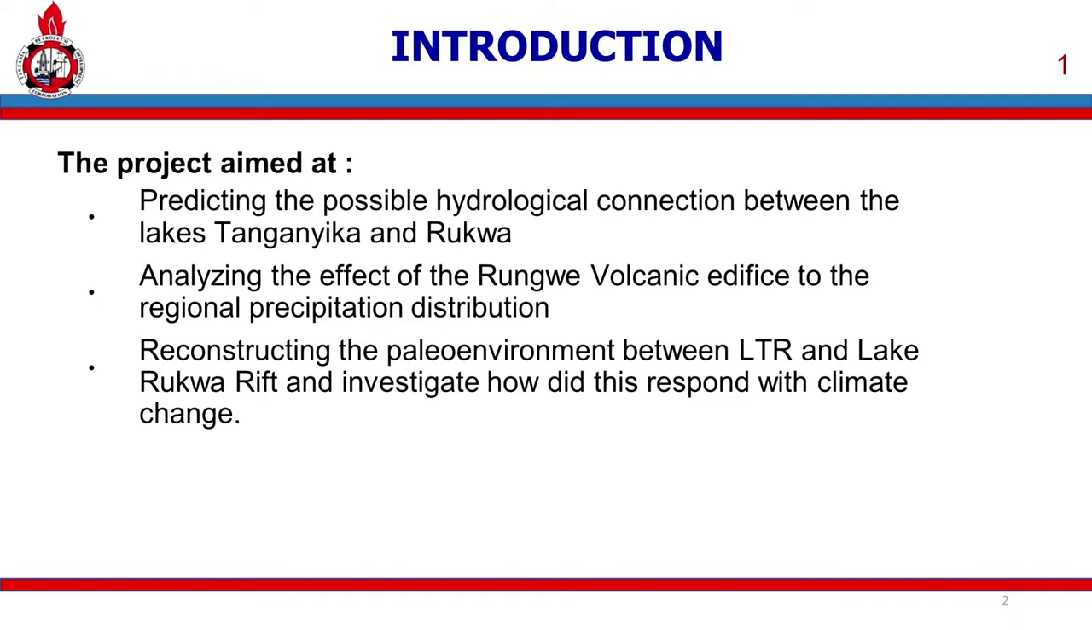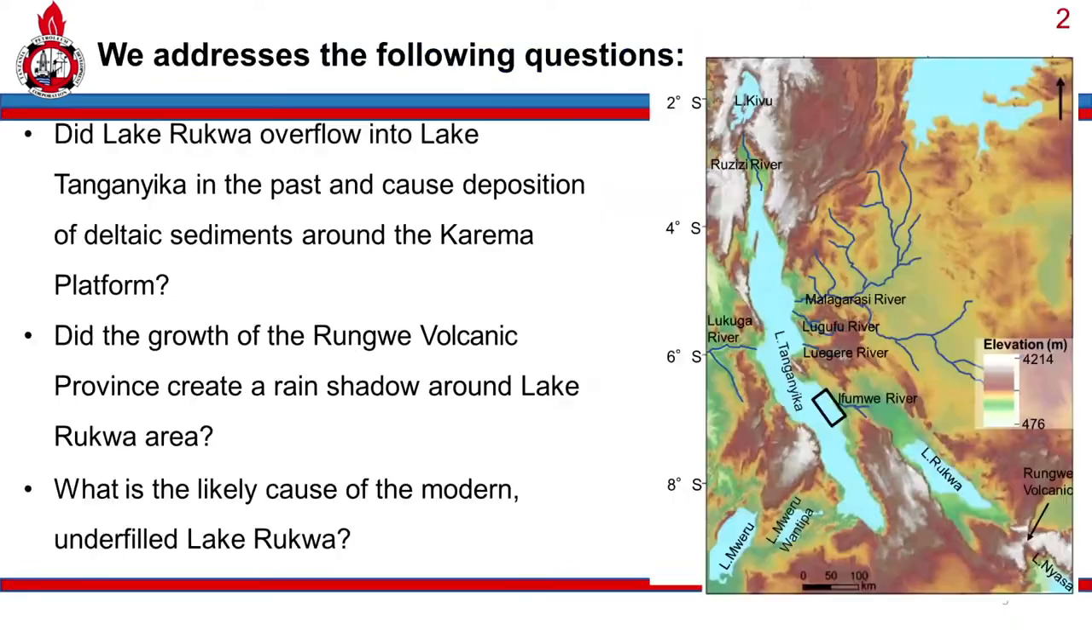Then also analyzing the effect of the Rungwa volcanic edifice on the regional precipitation distribution, as you're going to see in the next slide, because we hypothesize that the modern environment where we have the underfilled Lake Rukwa probably occurred due to the Rungwa volcanic construction. Also, reconstructing the paleoenvironment between Lake Tanganyika and Lake Rukwa, and investigating how this responded to climate change.